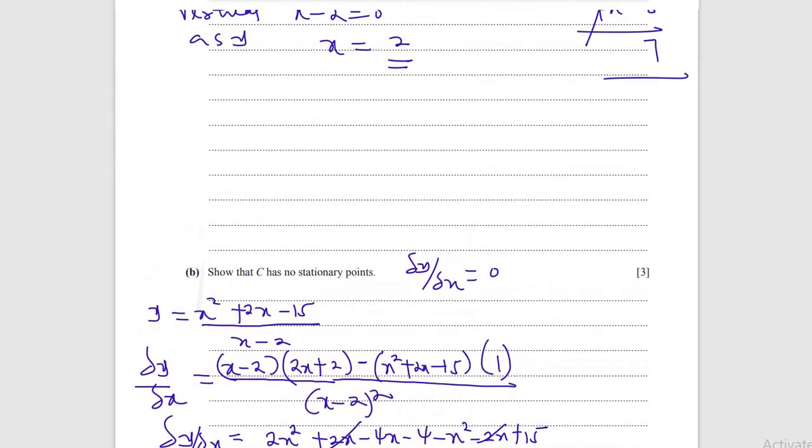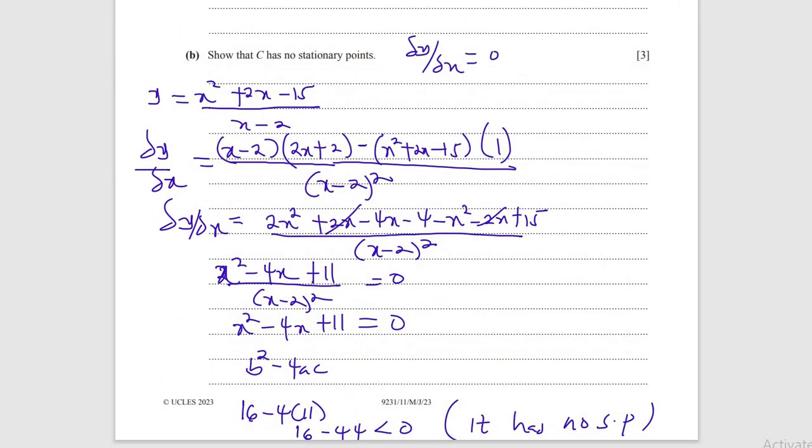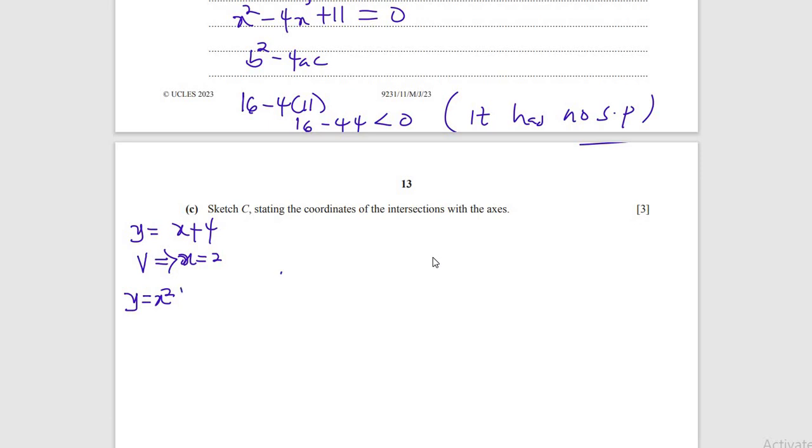Now, sketch C, stating the coordinates of the points of intersection with the axes. Earlier on, we got the oblique asymptote to be y equals x plus 4. The vertical asymptote, we got it to be x equals 2. Now, the next one is let's find the points of intersection. The equation is y equals x squared plus 2x minus 15 all over x minus 2.